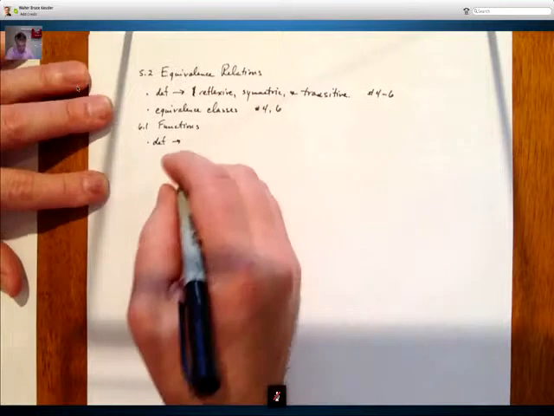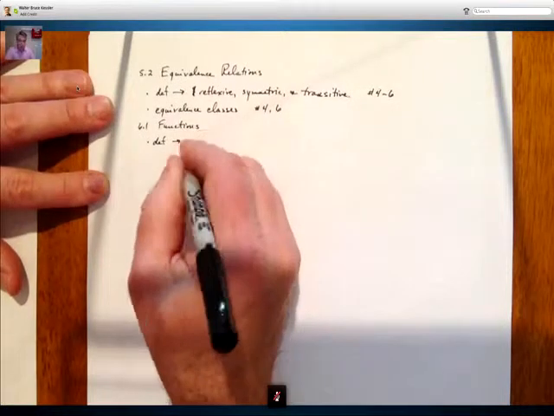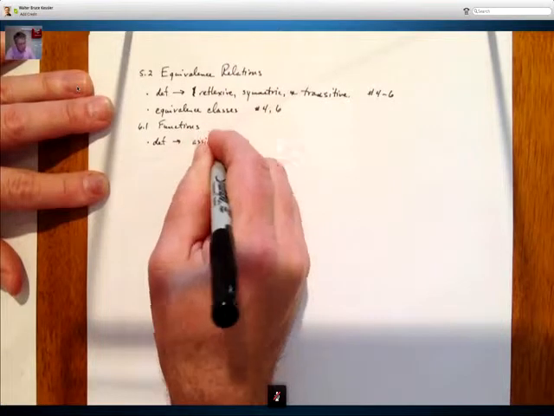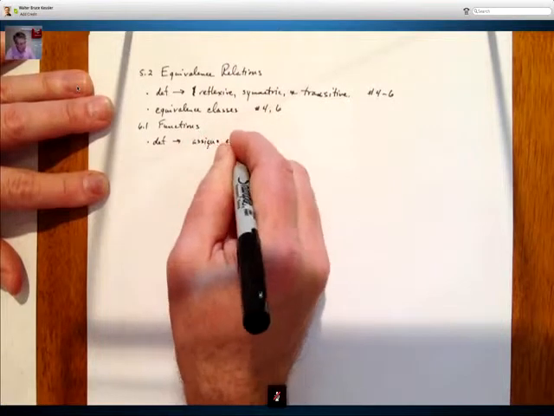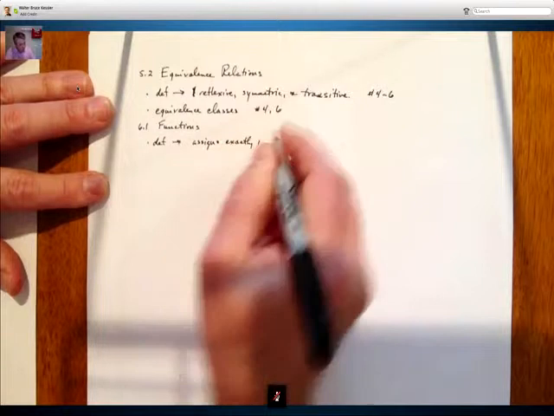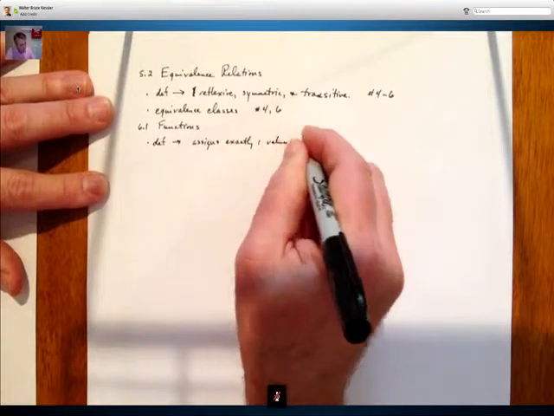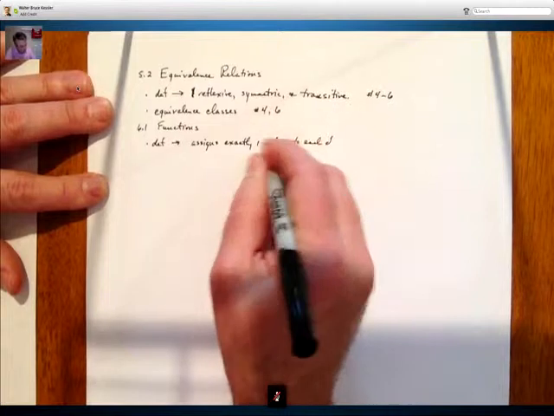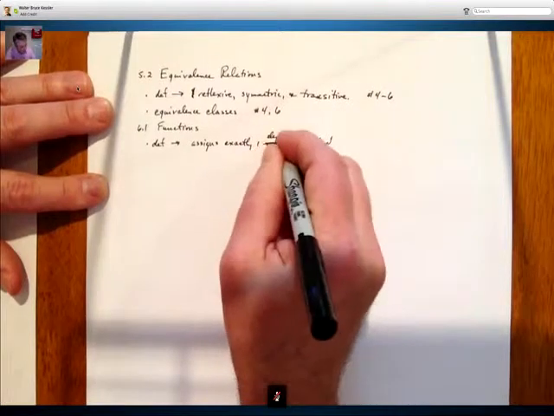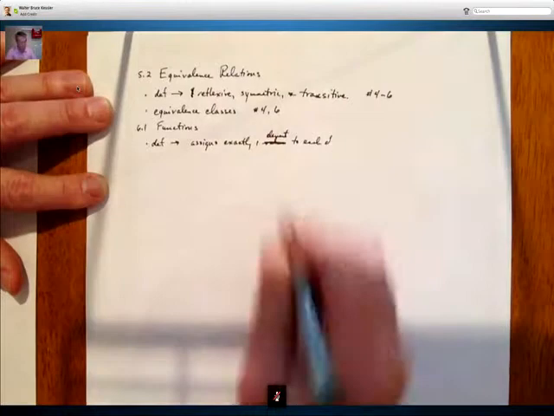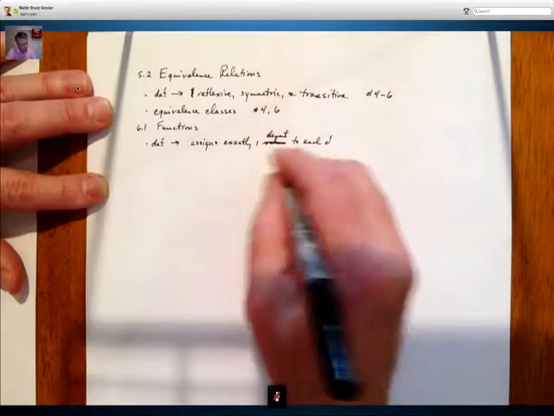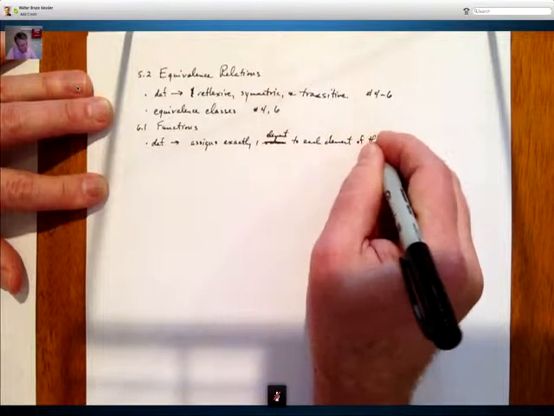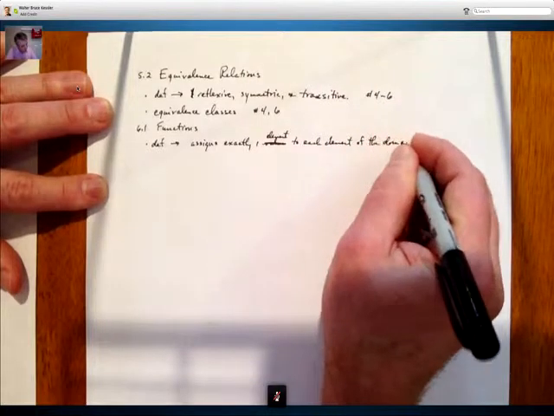Assigns, and it's in the book, but assigns exactly one value of the domain to the range. So it's a relation that assigns exactly one value to each, not really, I shouldn't say value, one element. Could be horses and pigs, right? It doesn't have to be numbers. One element to each element of the domain.